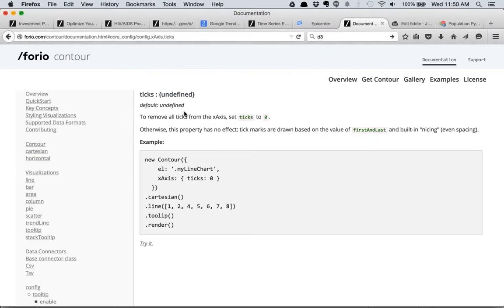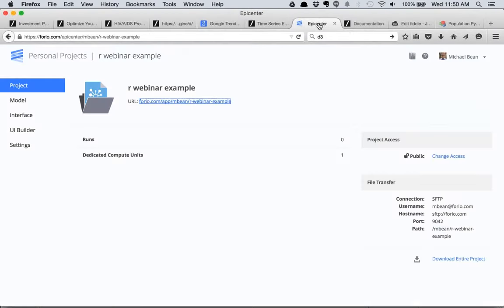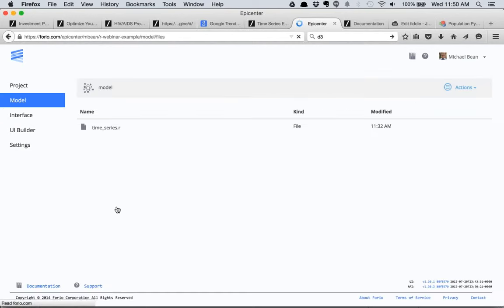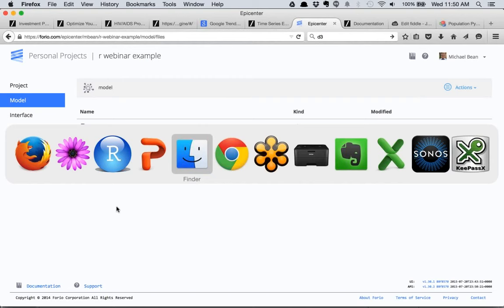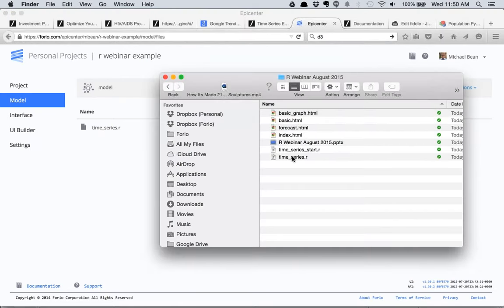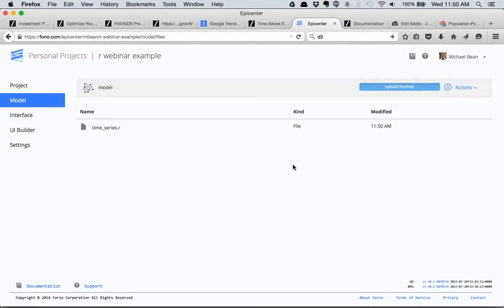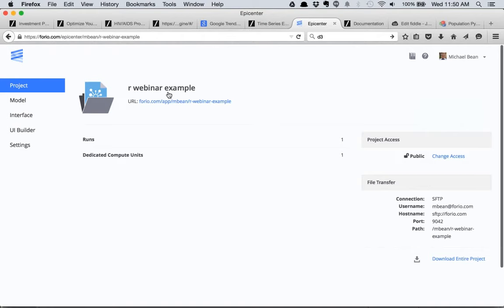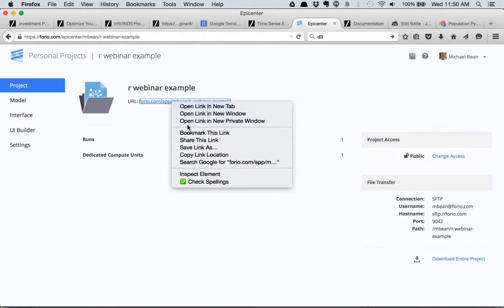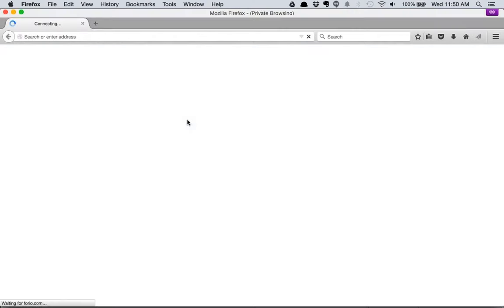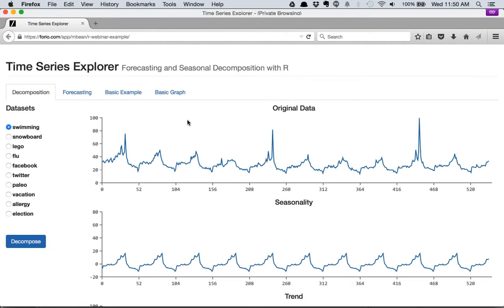I'm going to close this off, and I'll go back to the model here, then go to my UI and upload time series R. This is the updated version. Okay, so it's 11:50, which is right on time. That's good. And now let me show the final version here in a new window. I've cleared the session out so that we can see that.